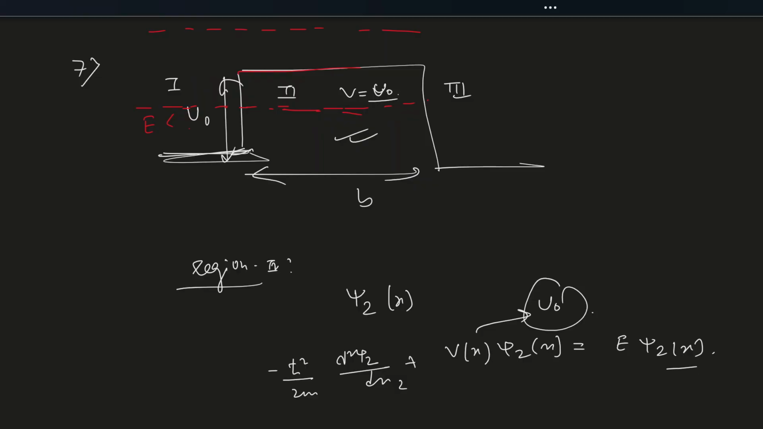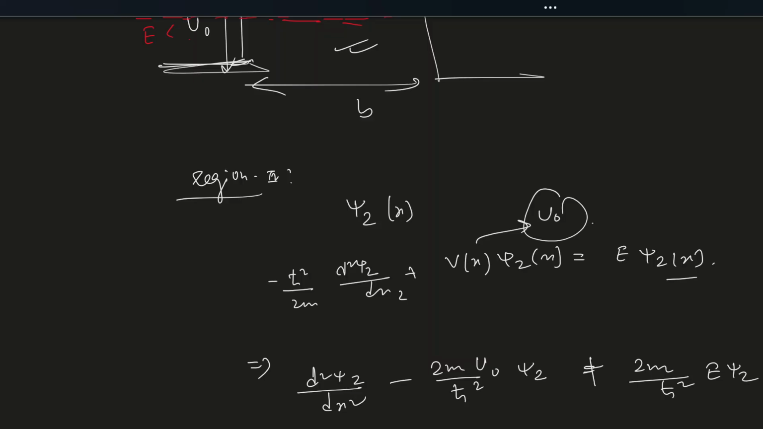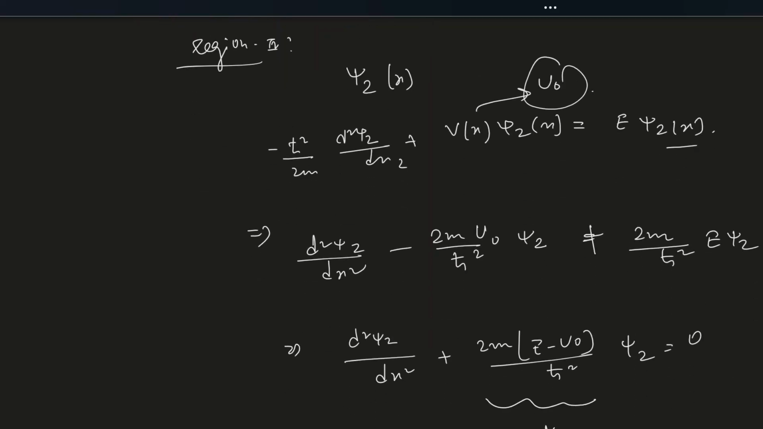Basically you are taking the whole thing to the other side, so this minus sign goes plus, this plus goes minus, and plus remains plus. So the right hand side you take everything up, E psi 2 is equal to 0. Then you have d2 psi 2 by dx2 plus 2m (E minus U naught) by h-bar squared psi 2 equal to 0. Now we redefine this term as k. So k equals root over of 2m (E minus U naught) by h-bar squared, giving you h-bar only.